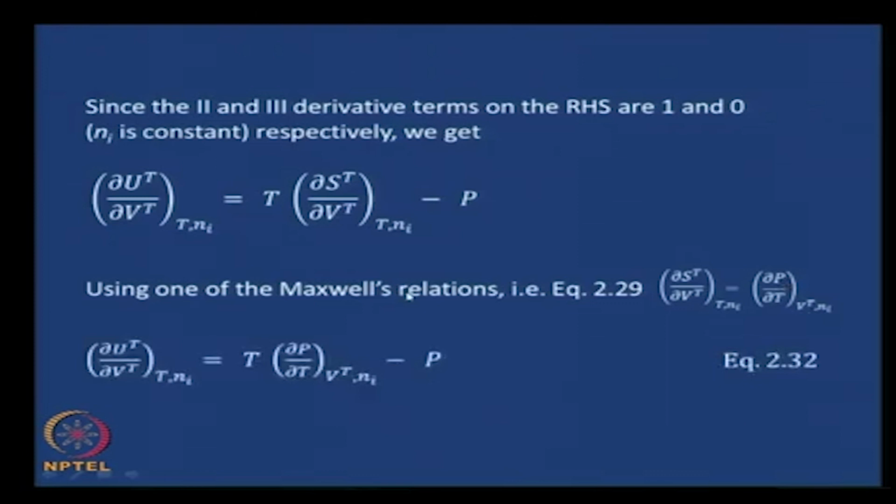If you do that, then you can write ∂Ut/∂Vt at constant T, ni, which is what we need, equals T, this we are going to replace with this ∂P/∂T at constant Vt, ni, minus P. Let me call this equation 232 because it will come in useful later, which is actually the needed relationship. We have gotten this in terms of all easily measurable thermodynamic variables T, P, Vt, ni and so on.